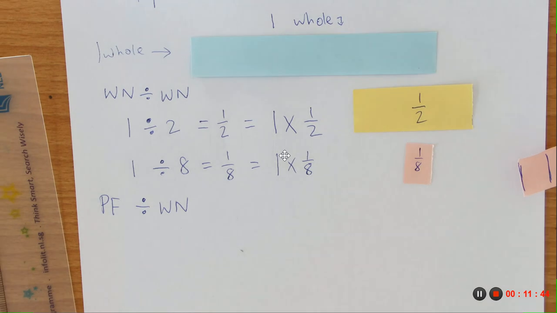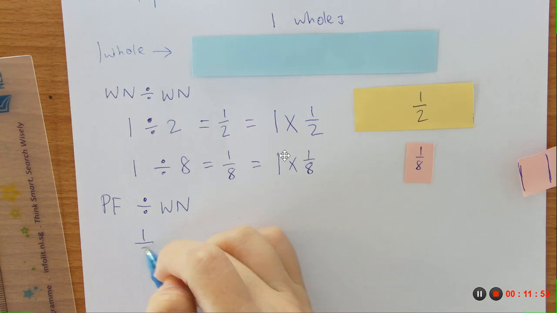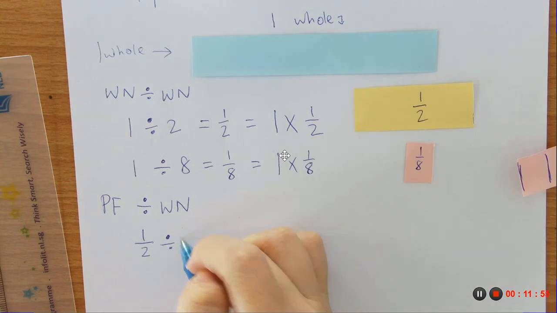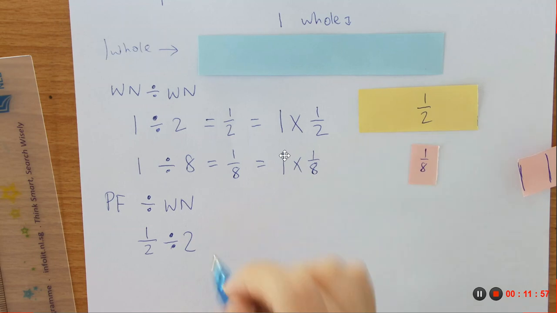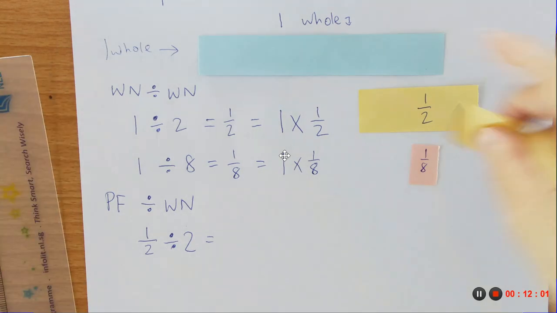Okay, start with the first example. I want to see half divided by 2. What will that be? Hey, just now I got half. Just now I still need to do another one. I use the half. What would it be?